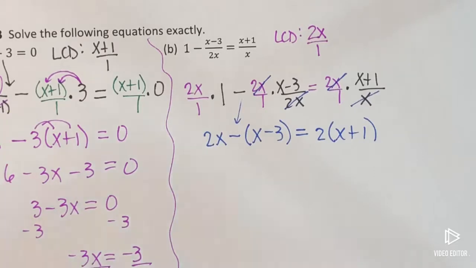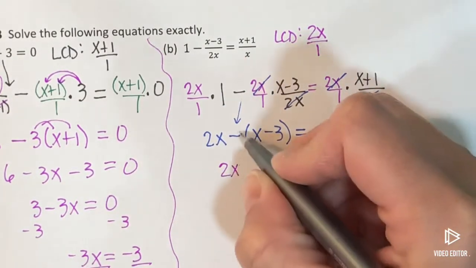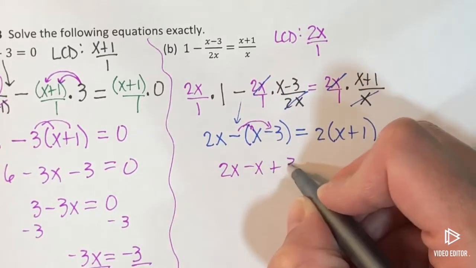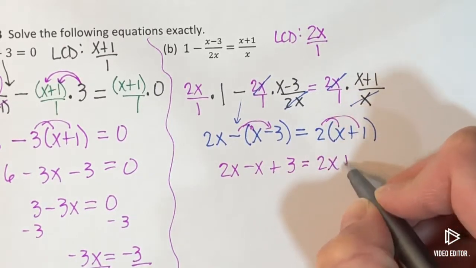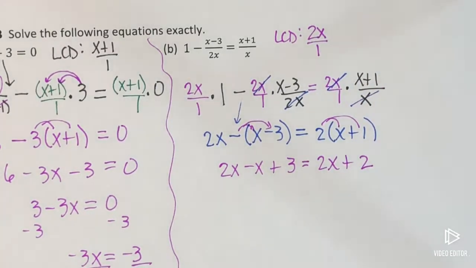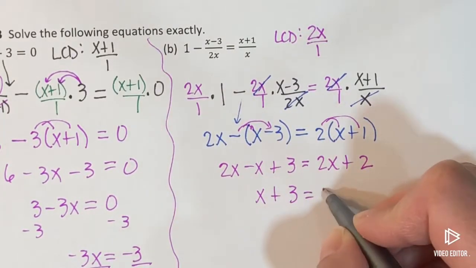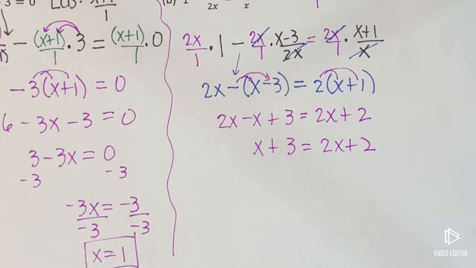Okay, so once we're here and we're solving, we're going to take care of our parentheses. So I have 2x, distribute this negative, so it'll be minus x plus 3 equals, distribute the 2, 2x plus 2. Okay, 2x minus x is x plus 3 on the left equals 2x plus 2 on the right. You want all the x's on the left, numbers on the right.